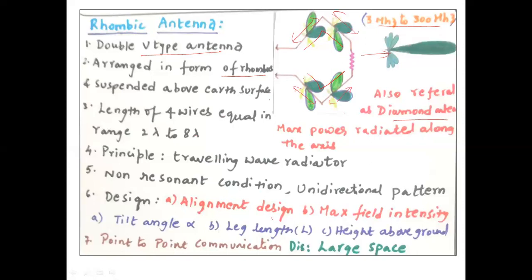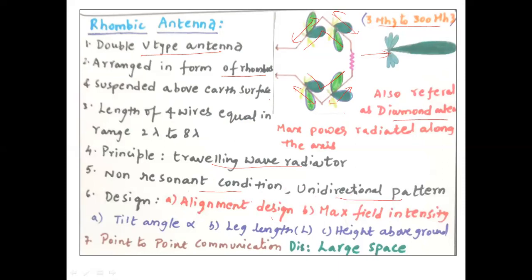You can see these are main lobes, these are side lobes. All the main lobes get added and become a single lobe like this. And all the side lobes get added with minor or back lobe radiation, a very small amount, right? And this is the main radiation along the axis of the antenna. This basically depends on the principle called the traveling wave radiator. This antenna can be operated in resonant and non-resonant conditions. In the non-resonant case, the pattern we get is a unidirectional pattern.